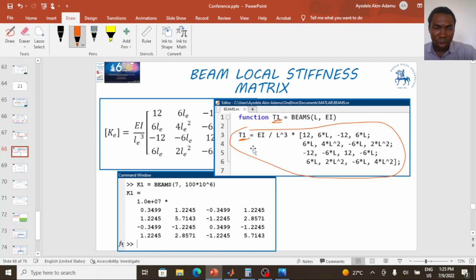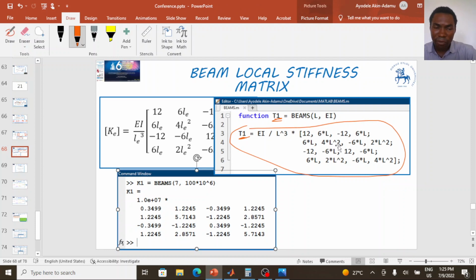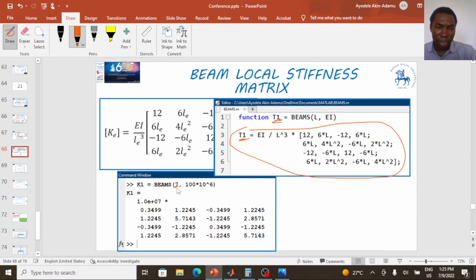I actually ran the code, using this function on the command window. I entered 7 as the length of the finite element, and this value as the flexural rigidity. Once you enter these two values, you can compute your local stiffness matrix. So this is our local stiffness matrix. This is done very quickly and very neatly. This is the procedure we are going to use to compute our local stiffness matrix for our beam element on MATLAB.